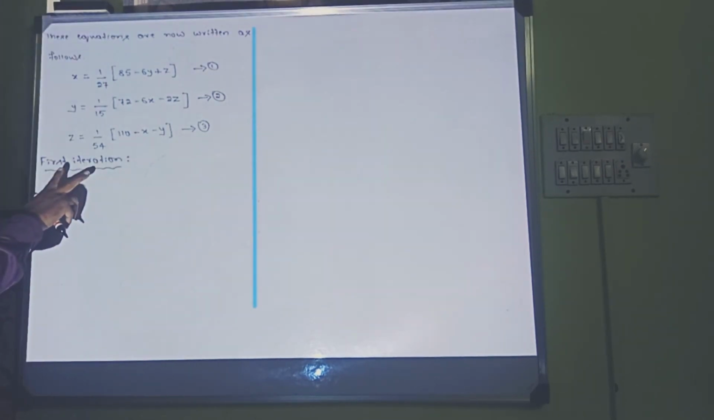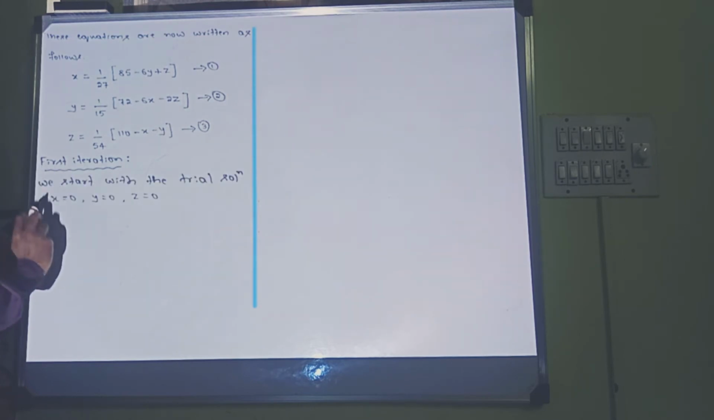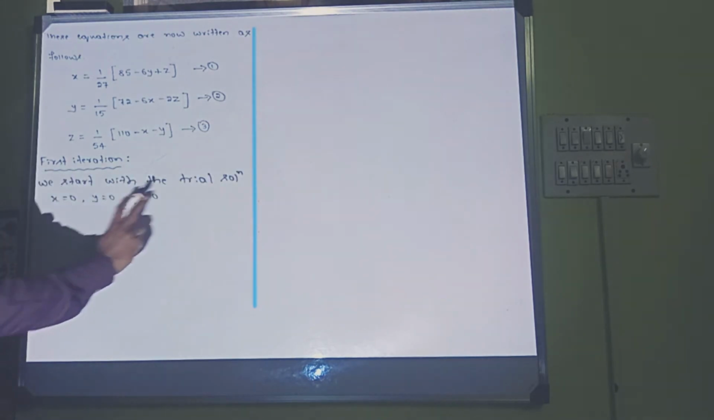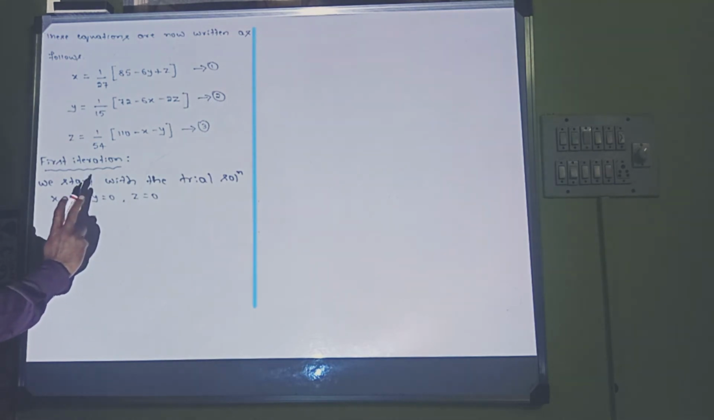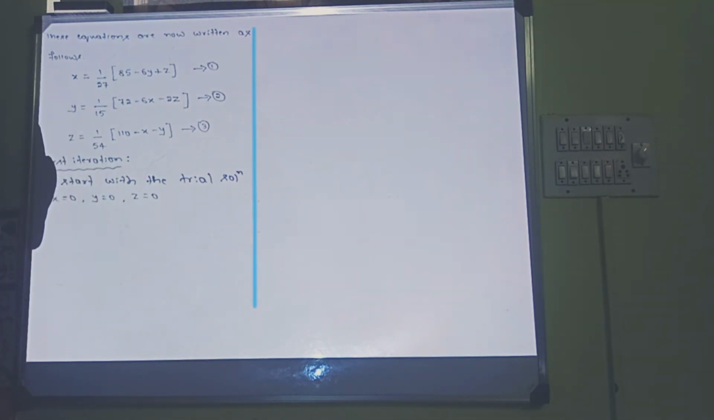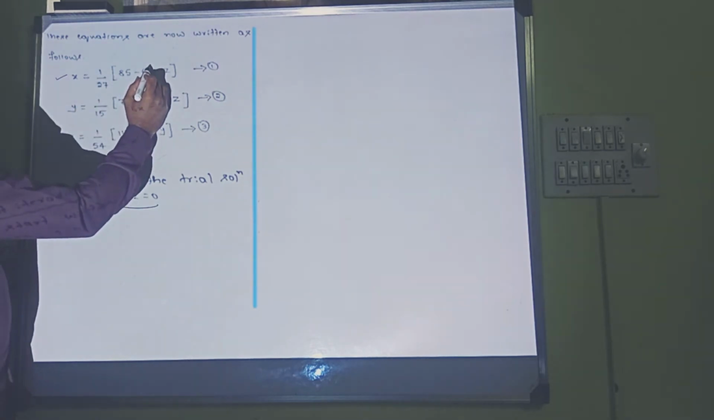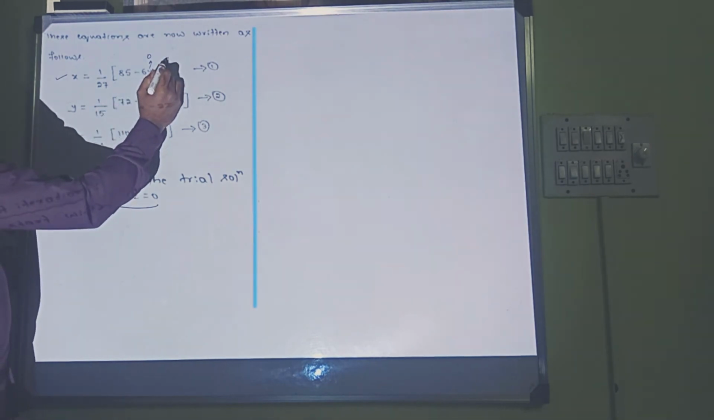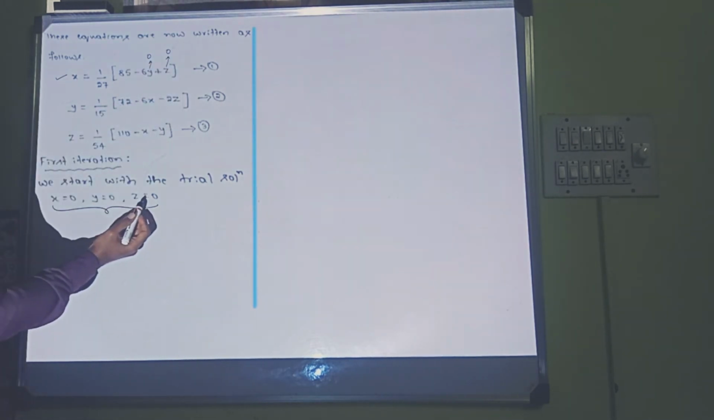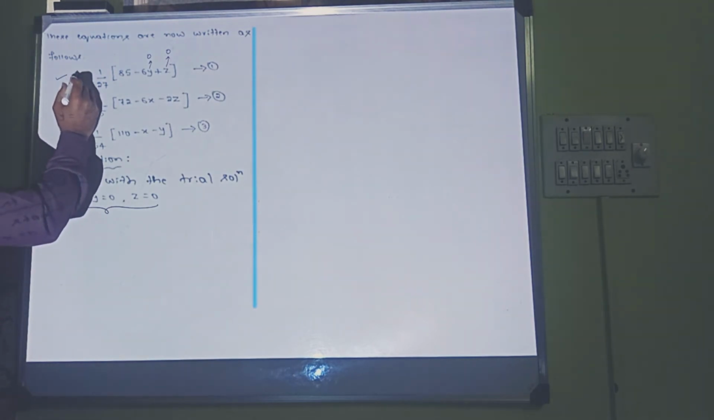Now let us start with our solution. First iteration. Let us see the first iteration for the solution. We start with the trial solution: x is equal to 0, y is equal to 0 and z is equal to 0. This is the trial solution we need to start with. Now let us improve our x with the help of these values. Let us find out the new value of x. How? In the place of y we put 0, in the place of z we put 0, because y is 0 and z is 0. We will get the new value of x.